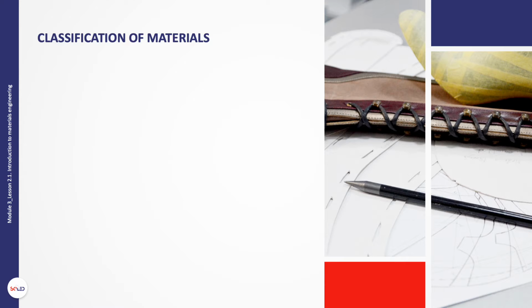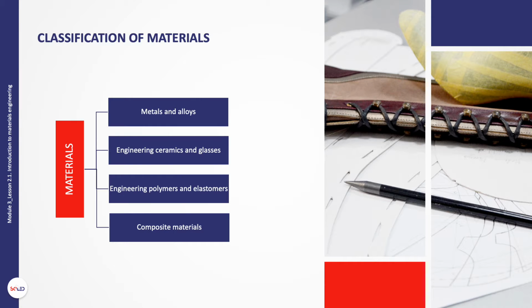Classification of materials. Materials can be classified into 4 broad families: metals and alloys, ceramics and glasses, polymers and elastomers, and composite materials. Metals are relatively stiff and strong, yet are ductile, and are resistant to fracture. Metals are extremely good conductors of electricity and heat. Ceramic materials are relatively stiff and strong. Ceramic materials are typically insulative to the passage of heat and electricity and are more resistant to high temperatures and harsh environments than are metals and polymers.